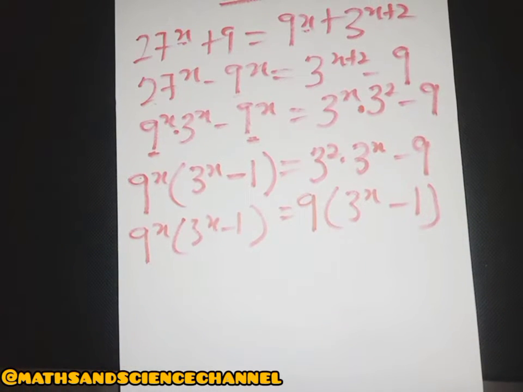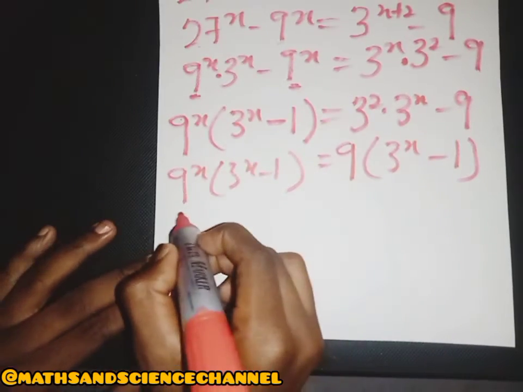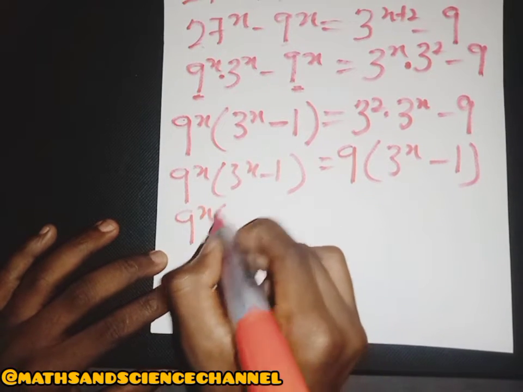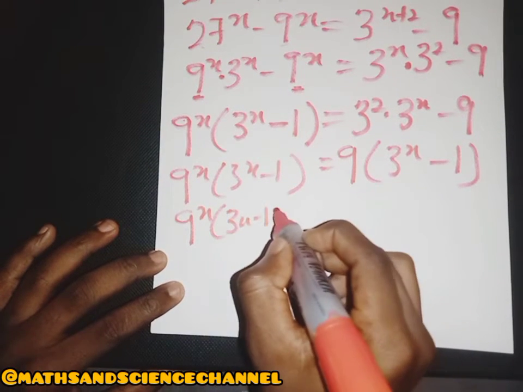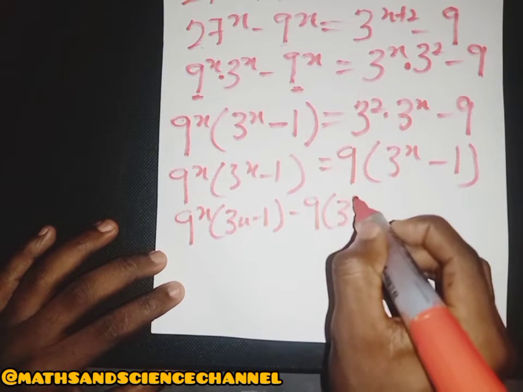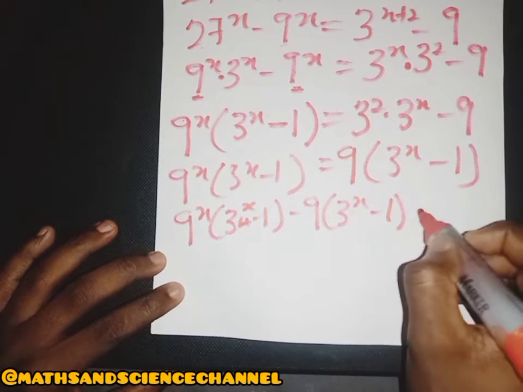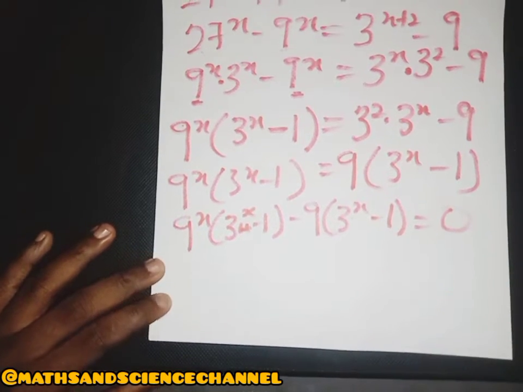Now what do we see in this case? You realize that on both sides we have 3^x minus 1. So quickly what we can do is send it to the other side. So we have 9^x(3^x minus 1) minus 9(3^x minus 1) being equal to 0 in this case, right?